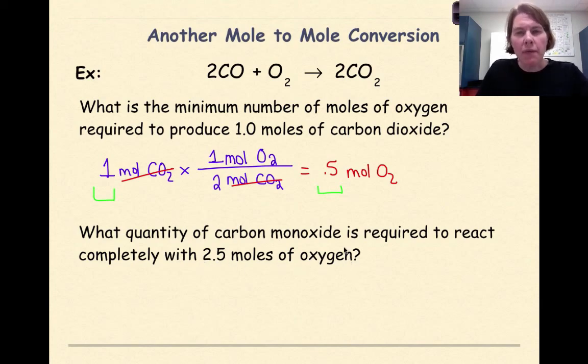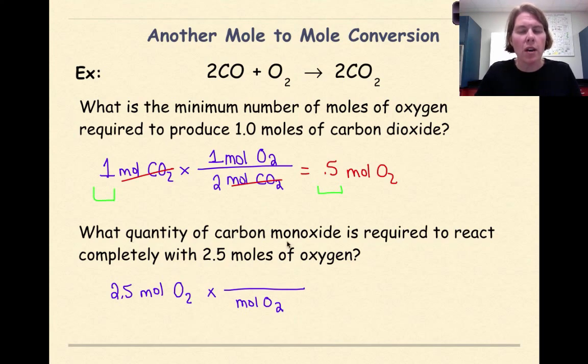Now, they don't really specify what they want here. Do they want grams? Do they want moles? But since we're on a mole-to-mole kick, let's just find moles. 2.5 moles oxygen, multiplication sign and a line, that's my given. Moles of O2 on the bottom. What do we want? Quantity of carbon monoxide. Moles of CO.